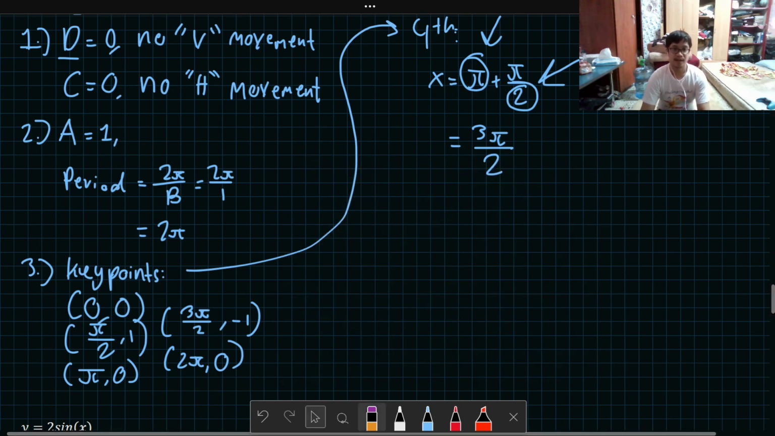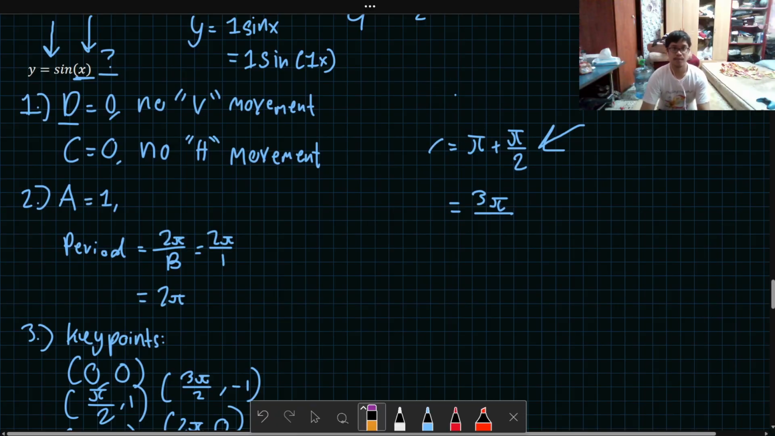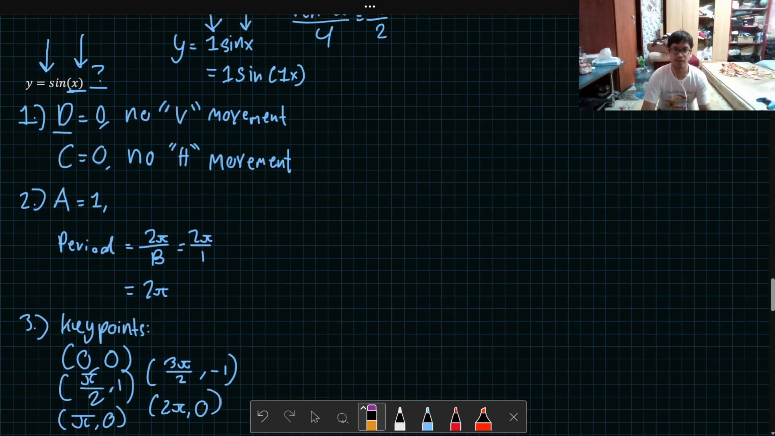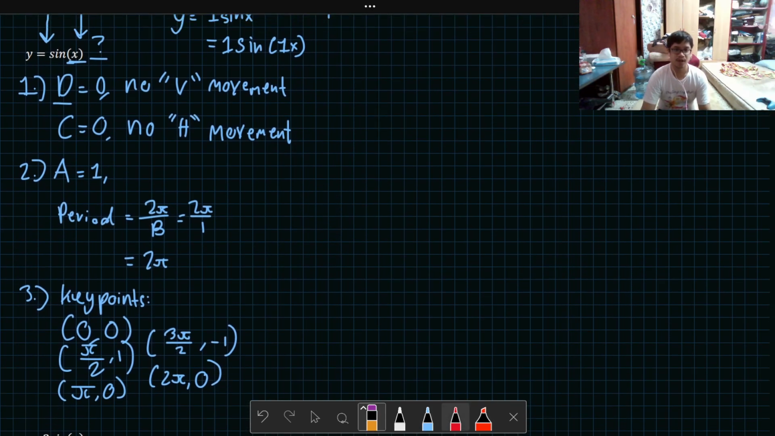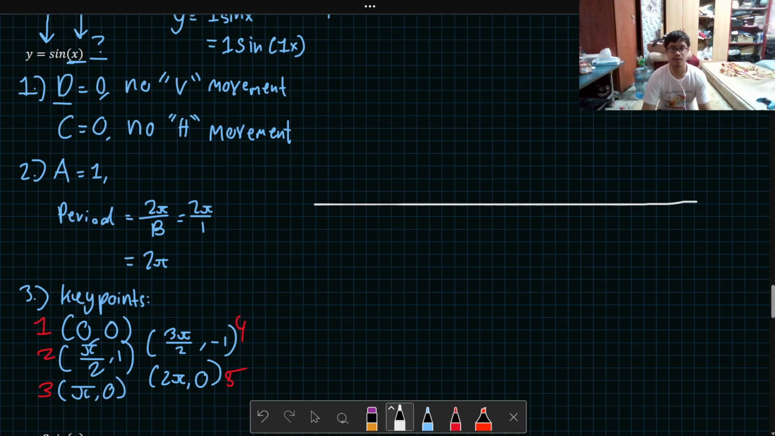Okay? And by tracing it, we're going to do graphing. I think zoom out is the best way to do it. So yeah. All right, let me just put a label here so that you guys won't be confused. This is the first key point, second, third, fourth, and the fifth key point. Okay? So let's draw a graph. There we go. That's it, and then that's it on the vertical side. There we go.